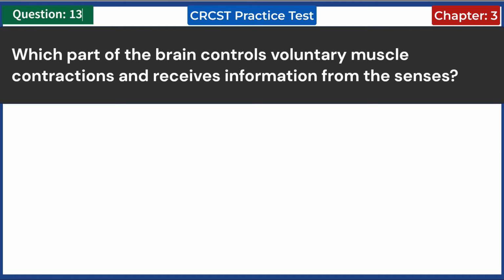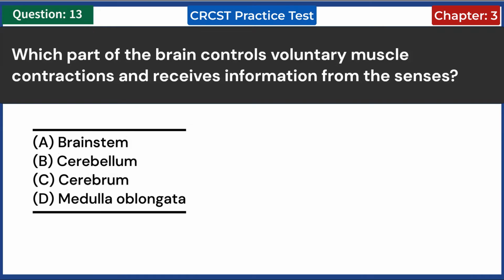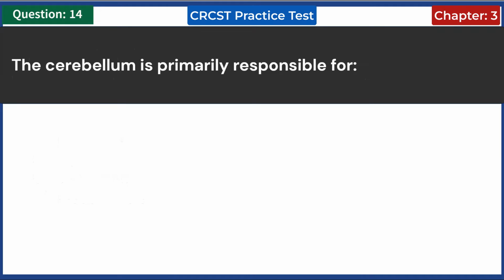Which part of the brain controls voluntary muscle contractions and receives information from the senses? A. Brainstem. B. Cerebellum. C. Cerebrum. D. Medulla oblongata. Answer: C. Cerebrum. The cerebellum is primarily responsible for A.